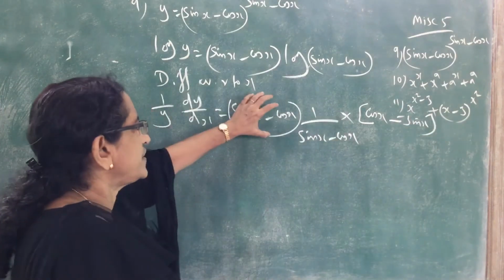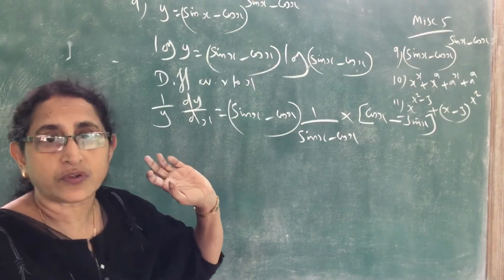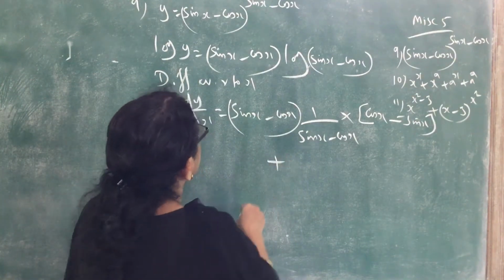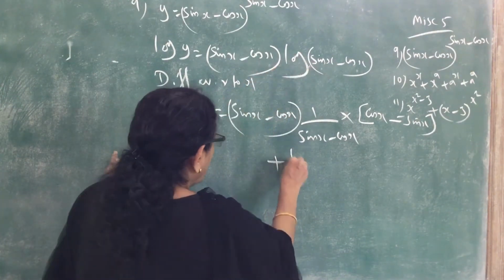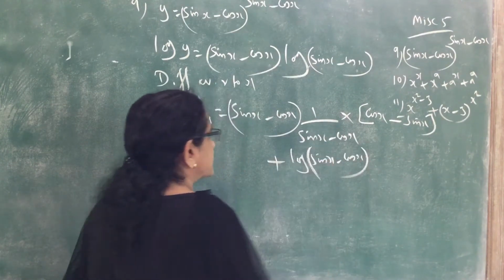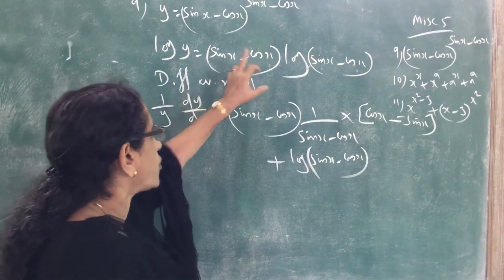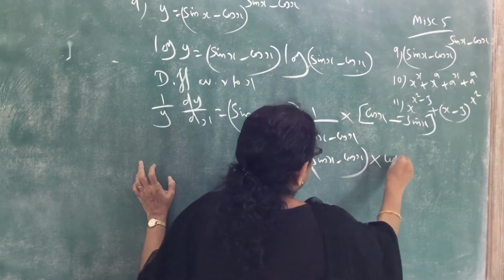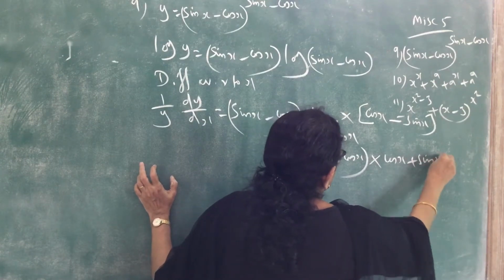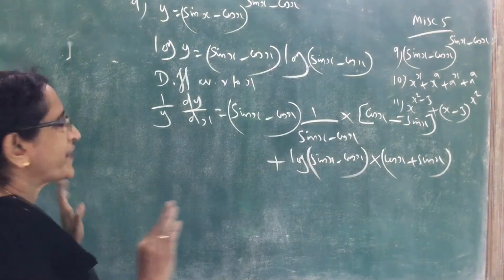So first function into derivative of second, that's over. Then plus, it is the product rule, so plus second function into derivative of first. What is the second function? Logarithm of sin x minus cos x, into derivative of first. What's the derivative of sin x minus cos x? That is cos x plus sin x. So the product rule is over.